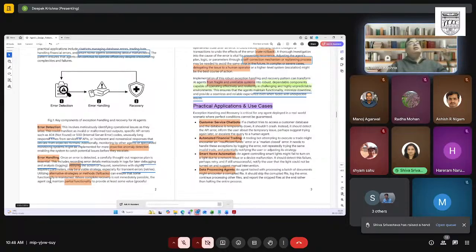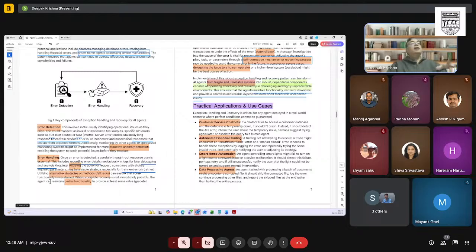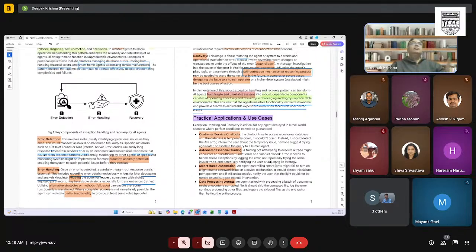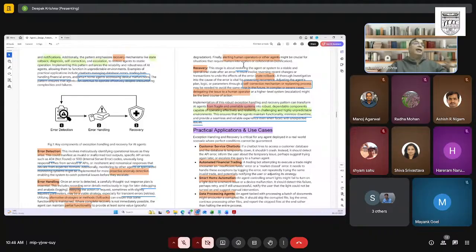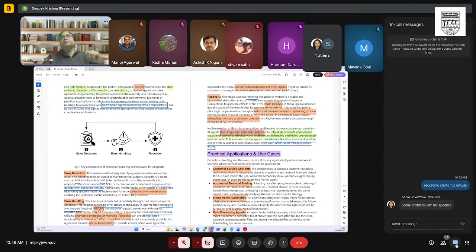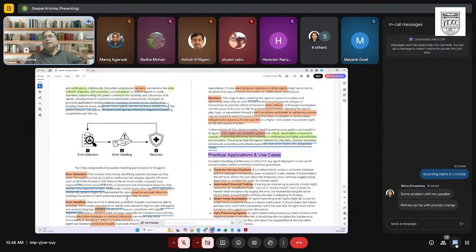So there are alternative strategies, right, in which I can do the fallback mechanism, or there is partial functionality I am providing to my user, right? And I can also do alerting human operators or other agents. Shiva, madam, you can type and send on the chat window if you have any question, right? So this is about the error handling.